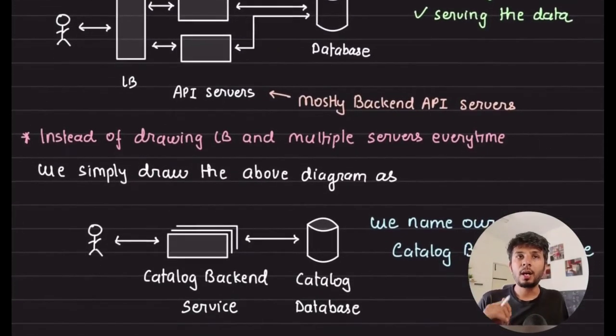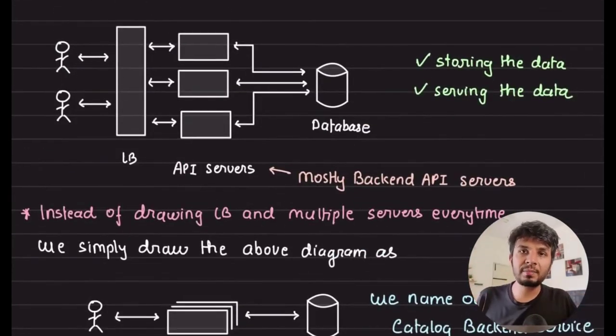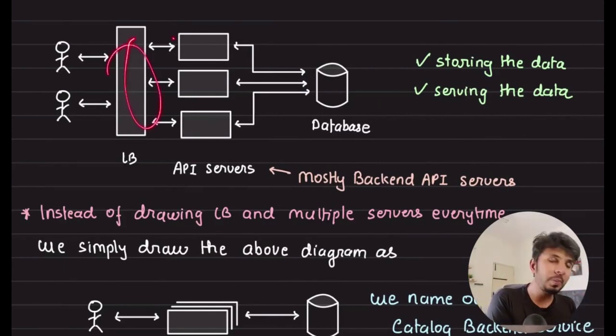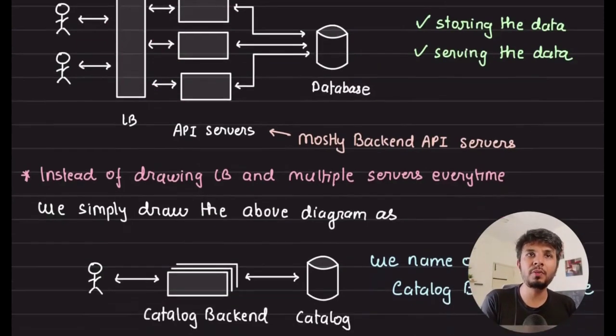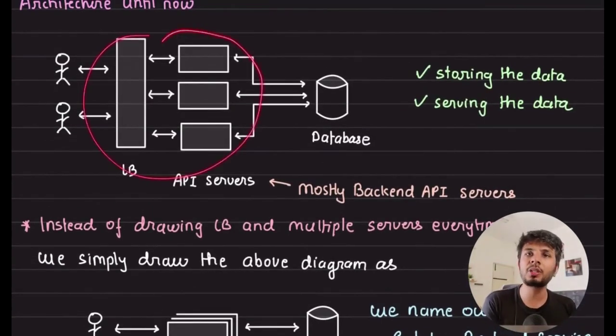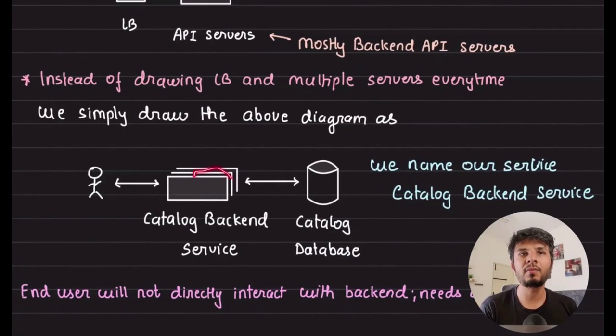Okay. Now, in almost every single system design drawing, because the load balancer is ubiquitous, almost everywhere in every system that we design, it's typically best not to draw this component for everything, because it just makes things messy. So from now on, whenever we want to draw this component, we would represent it via this. It shows that there will be a load balancer and a bunch of API servers doing that part. So multiple instances of it behind a load balancer or something like that, right? Let's call that service a catalog backend service.